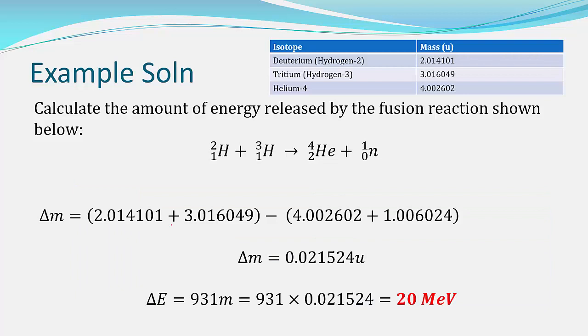Okay, so what you should have done is work out the mass of the reactants. You've got your deuterium there, and your tritium here, and you subtract the addition of the helium-4 and the neutron, which are the products in this reaction, and you should have got a mass difference of 0.021524. I haven't asked you to give me the answer in joules, so all you would have had to do is multiply that answer by 931 to get the final result, which is 20 mega electron volts. So as you can see, solving for the energy in a fusion reaction is exactly the same as solving it for the fission reaction.